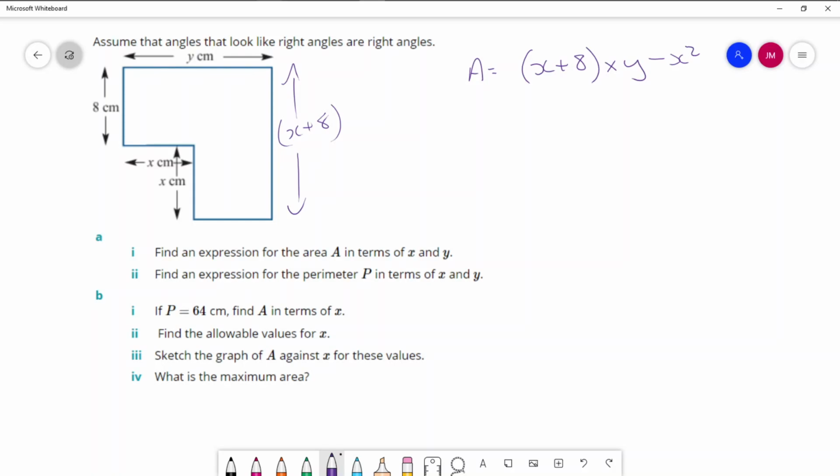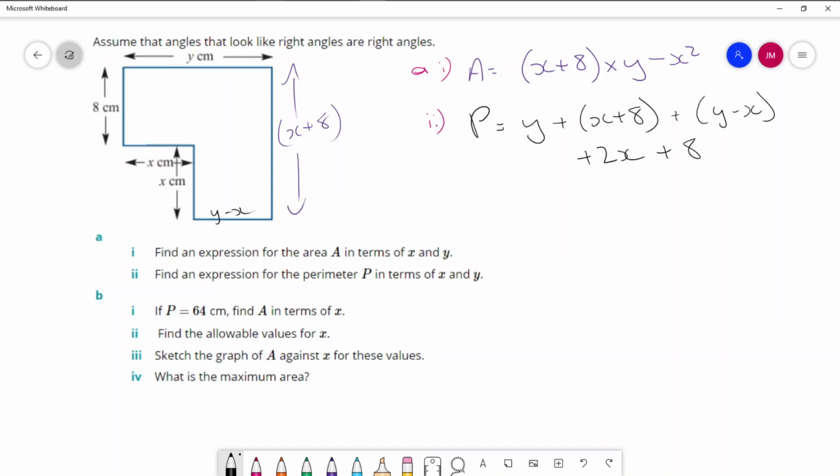Then we need to find an expression for the perimeter P in terms of x and y. So I should be labeling my questions as well. There's part A, part I and part II. The perimeter is going to be equal to, starting from the top, y going around clockwise. I've got x plus 8. Down the bottom, you can see I've got y minus x. So that's this one here, y minus x. And then I've got plus 2 lots of x plus 8 as my perimeter.